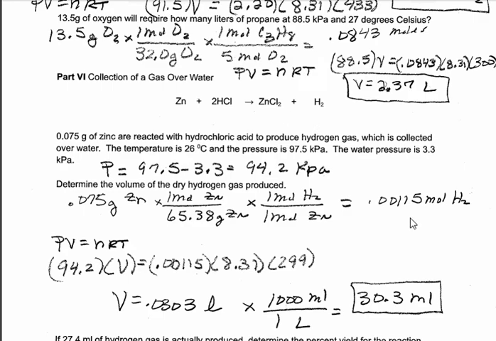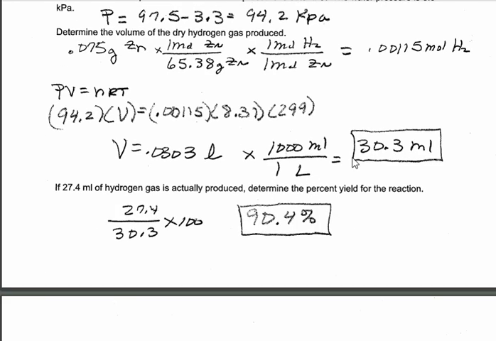There's my moles. I'm taking my pressure, 94.2, taken from here once the water's taken out, times volume. Again, we're using PV equals nRT. Placing my moles from there into here, times 8.31, times 299, which is the temperature. I get a volume of 0.0303 liters. Now I times that by 1,000 milliliters per 1 liter to get 30.3 milliliters. Now to get my percent yield, I take 27.4 divided by what I'm supposed to get by stoichiometry and times by 100 to get 90.4%.